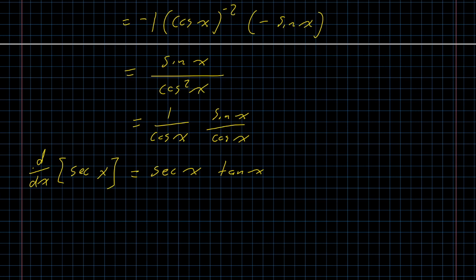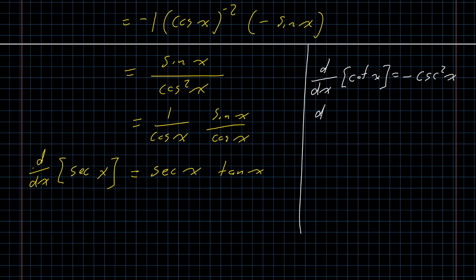And we get that the derivative of the secant is the secant times the tangent. For the sake of completeness, I will also list out that the derivative of cotangent is the negative of cosecant squared, and the derivative of cosecant is the negative of cosecant times cotangent.